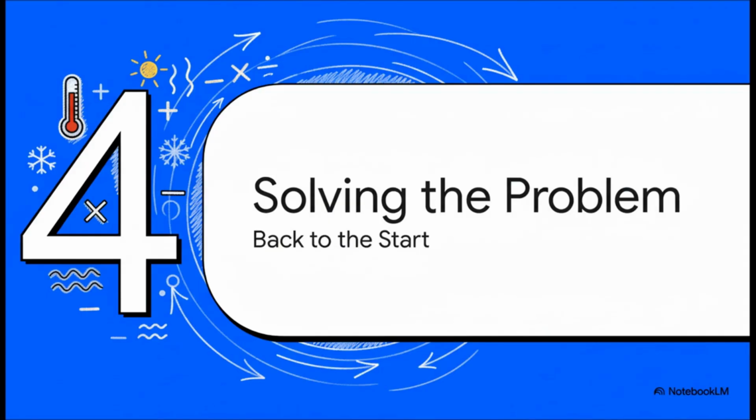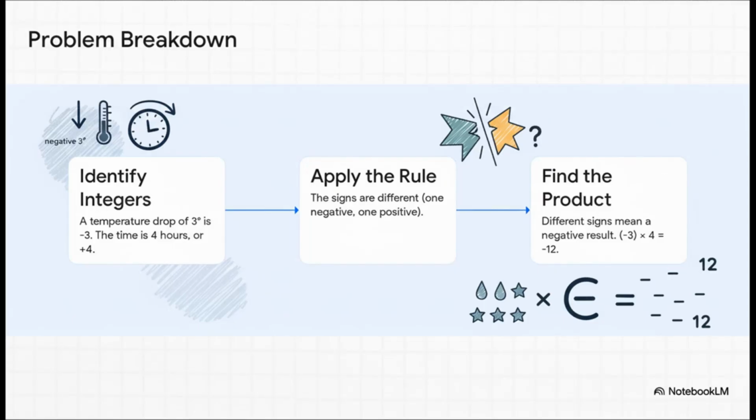Okay, you are armed and ready. You've got the one powerful rule, you've got the pro tips. Let's circle all the way back to that temperature problem from the beginning and solve it for good. Let's break this down step by step. So step 1, a drop of 3 degrees, that's a -3. And it happens for 4 hours, which is a +4.